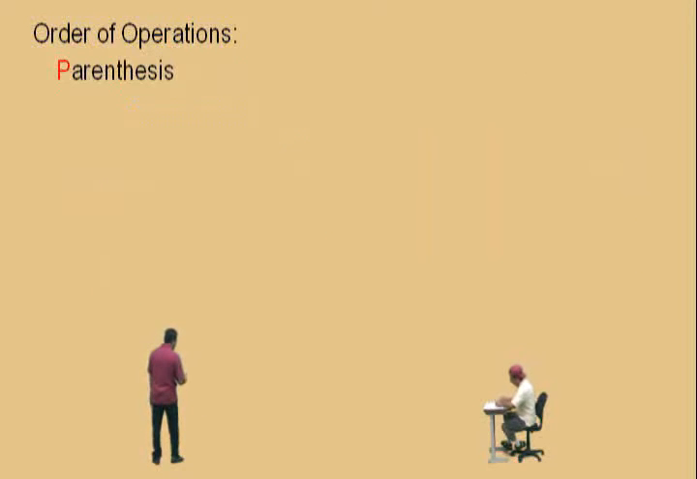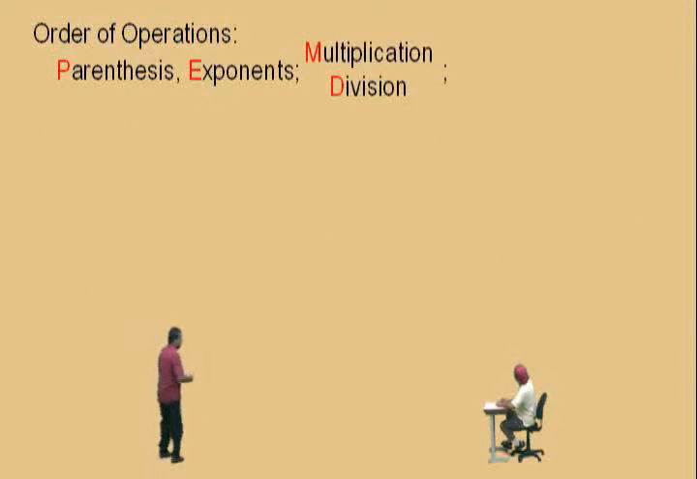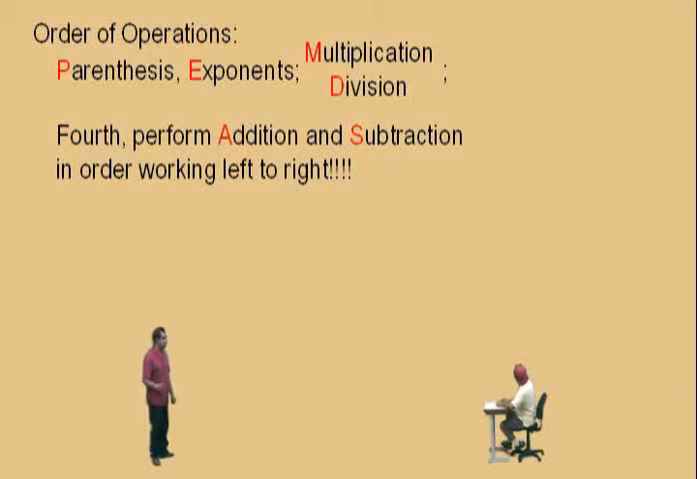We have parentheses, exponents, multiplication, division, and the last part is addition and subtraction. The fourth part is to perform addition and subtraction in order, working left to right, whatever comes first. So 6 subtract 3 plus 2, you cannot add the 3 plus 2 first. It doesn't say do addition before subtraction. It says do whatever comes first, working left to right. So you must do the 6 subtract 3, which is 3, and then add the 2. And Charlie, what's 3 plus 2? 5. That's 5. Very nice.